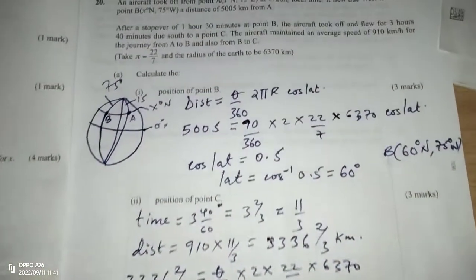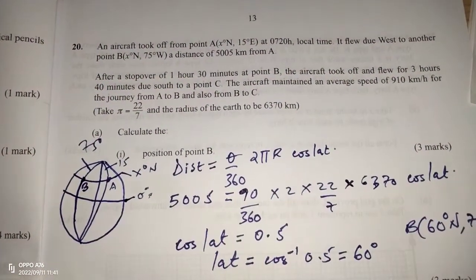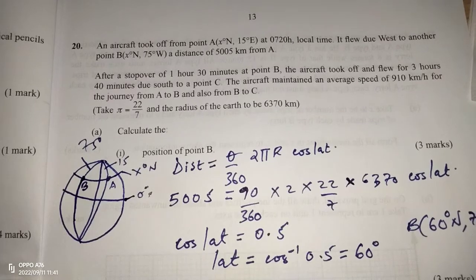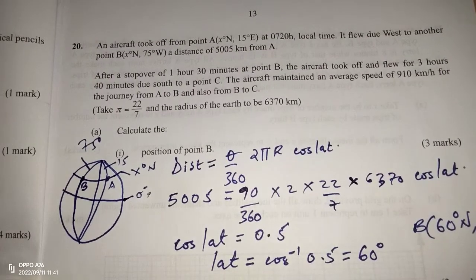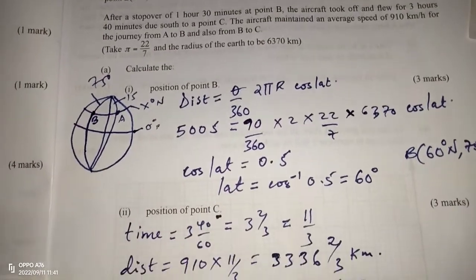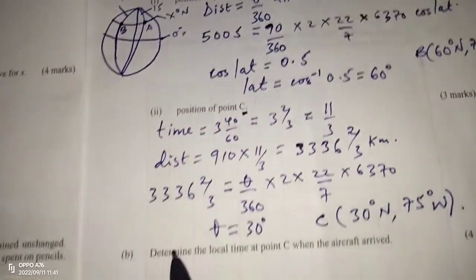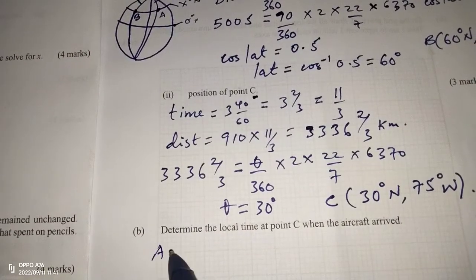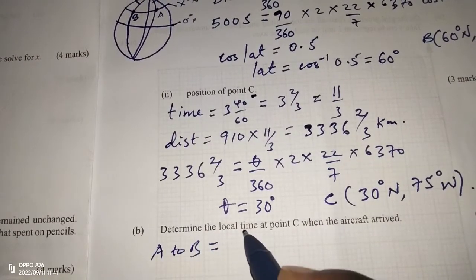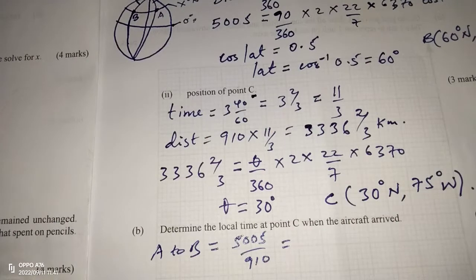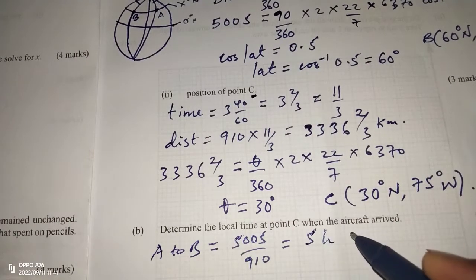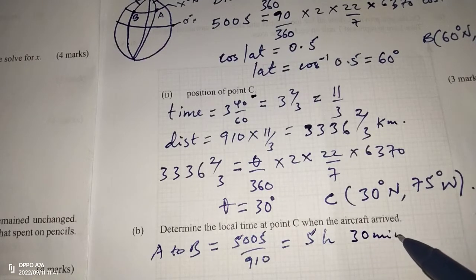At the beginning, it was 0720 hours. But now we have taken some time, whereby we can say the time traveled from A to B is going to be the distance divided by the speed. When we take 5,005, we divide by 910. This is going to be 5 hours, 30 minutes.